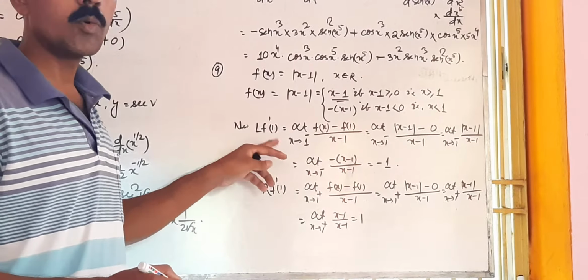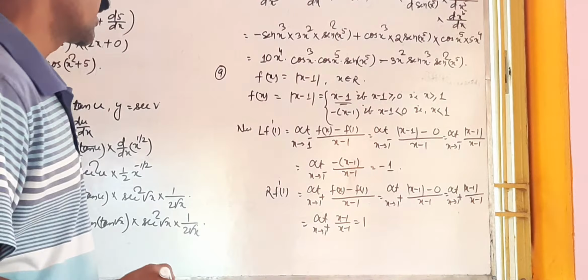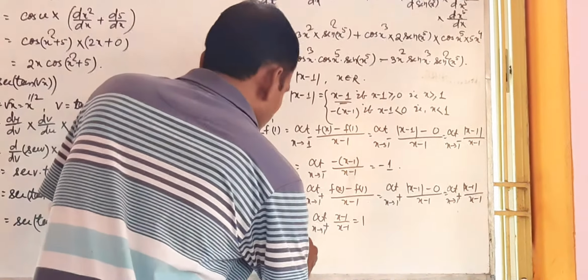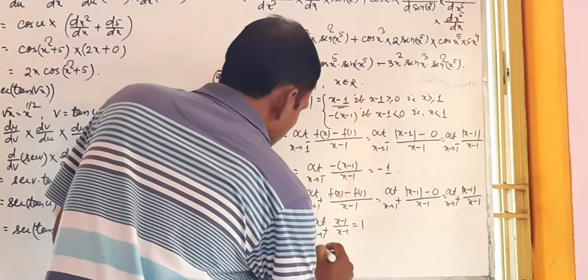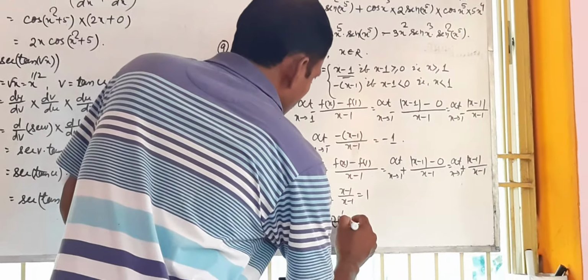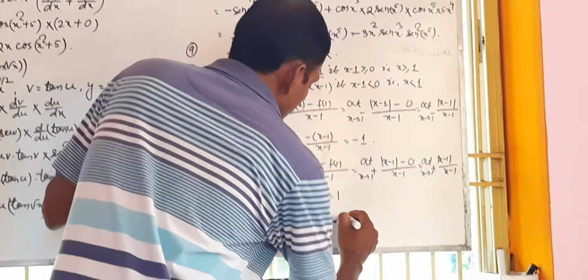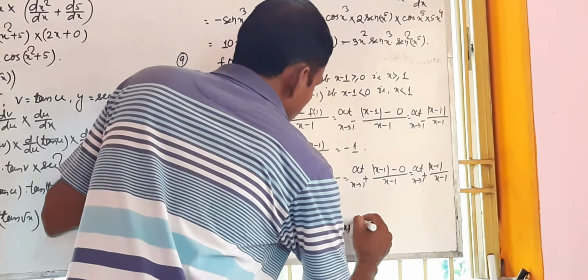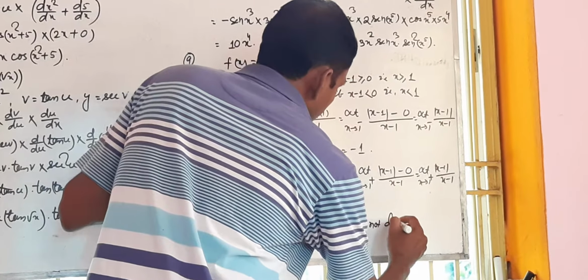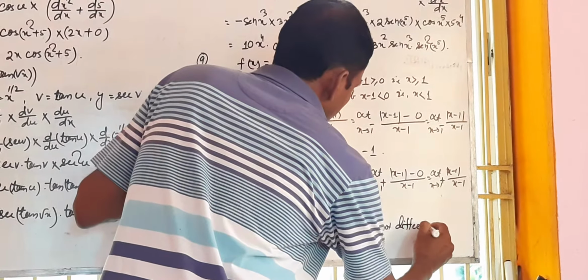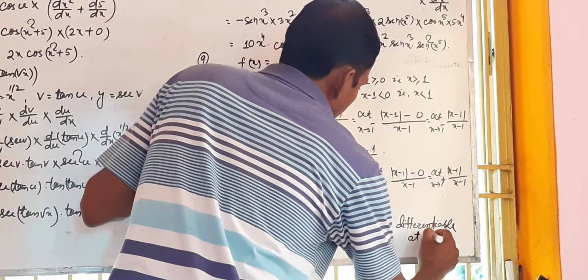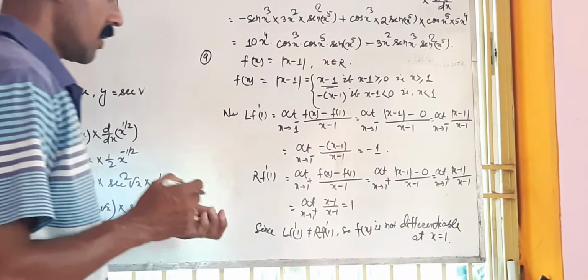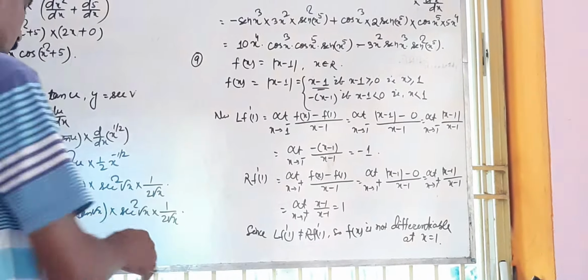Now here you see that both the left hand and right hand derivatives exist, but they are not equal. So you can write, since L f dash of 1 is not equal to R f dash of 1, f of x is not differentiable at x equal to 1. Okay.